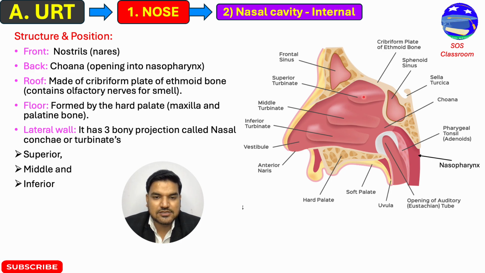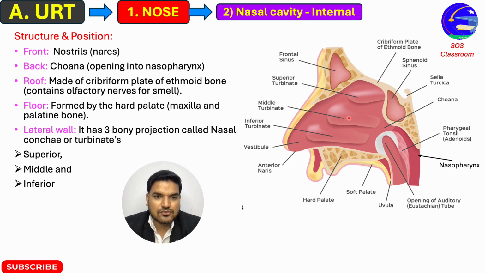First, superior turbinate. Second, middle turbinate. And third is the inferior turbinates. So what are the positions? First is the front. Front means anteriorly. So nasal anteriorly, it is called anterior nares or nostrils. Next, back. Back means posteriorly, opening into the nasopharynx. This portion is called the choana or posterior nares.